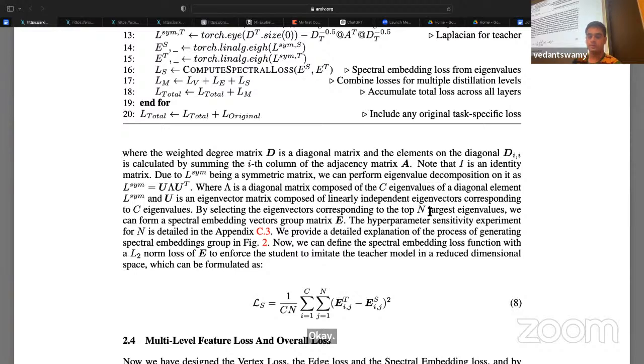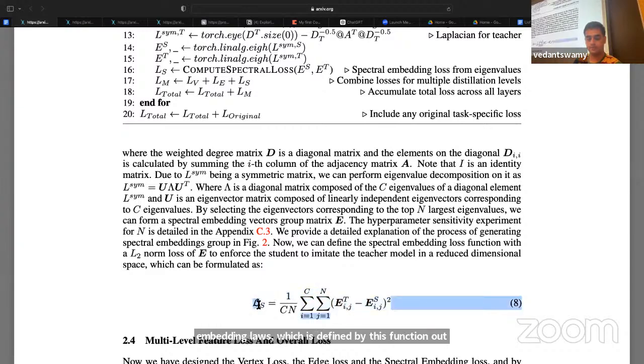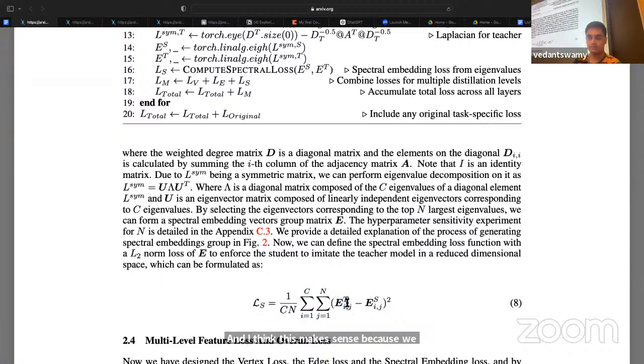As I said, we get the n largest eigenvalues, and then we get the eigenvectors corresponding to those eigenvalues. And finally, we have the spectral embedding loss, which is defined by this function out here. I think this makes sense because we have n eigenvectors, and each is of dimension c. Therefore, this is the spectral embedding loss.